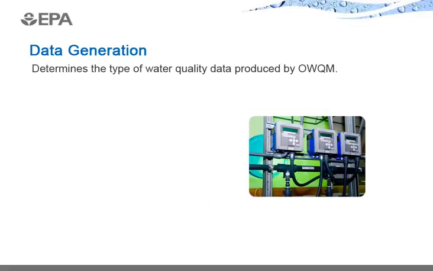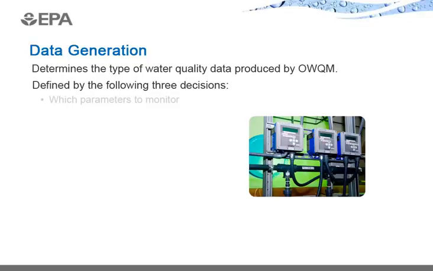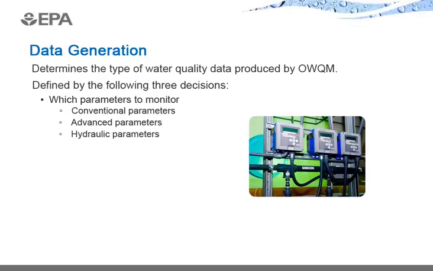The data generation design element determines the type of water quality data produced by OWQM. It's defined by 3 decisions. First, utilities must decide which parameters to monitor. The parameters monitored in distribution systems determine both the information available to utility staff and the types of water quality incidents that can be detected by OWQM. This monitoring can involve conventional parameters, such as chlorine residual and pH, advanced parameters, such as TOC and UV visible spectral absorbance, and hydraulic parameters, such as pressure and flow.